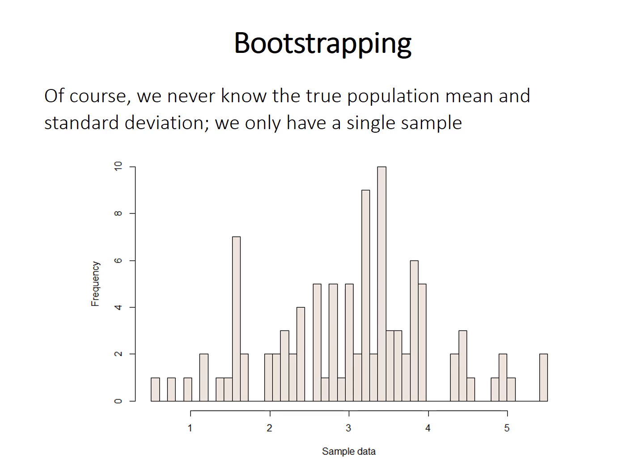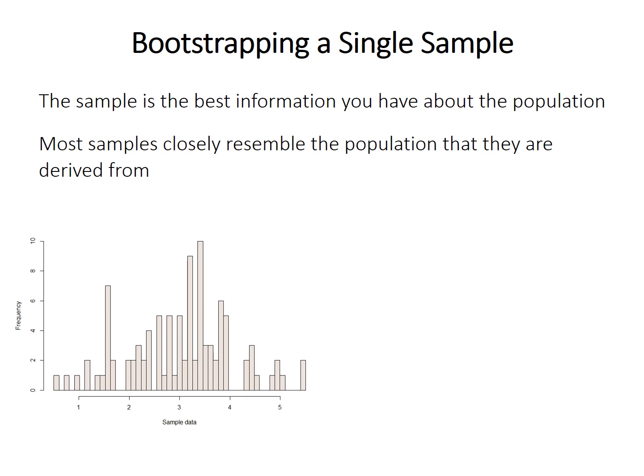So that's fine if we actually know the population parameters, but we never know them, right? We never know the population. We just have a sample, a single sample, something like this. So what can we do in this case? Well, it turns out that the sample is still the best information we have about the population. I mean, it happens to be the only information as well. And most samples, especially if they're big enough, do indeed closely resemble the population that they come from. So we can make some inference about the true population from this sample here.